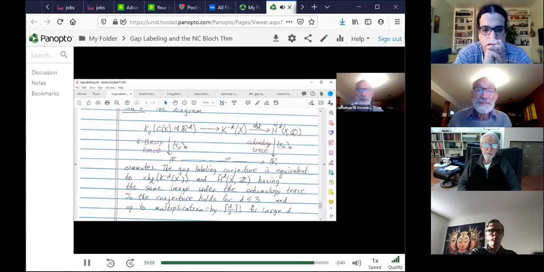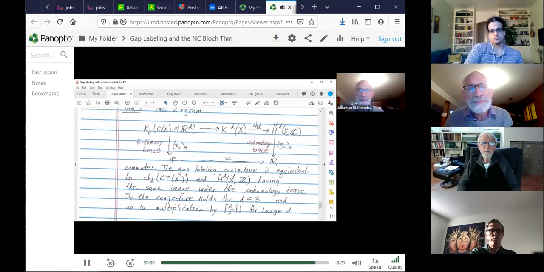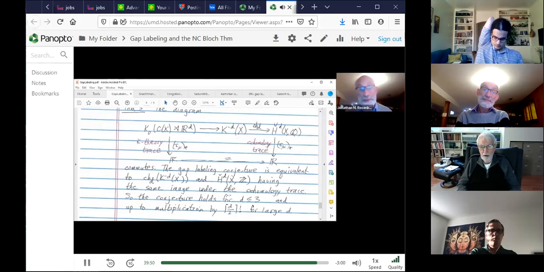What's true in general for large d is that if you take the image of the Chern character, which, as I said, has denominators in it that come from factorials, and you multiply by the factorial of the ceiling of d over 2 (so this is either d over 2 or d plus 1 over 2, whichever is integral), then that lands in the integral cohomology. And so the gap labeling conjecture is not off by all that much. It's basically off by this factor, or so it would seem.